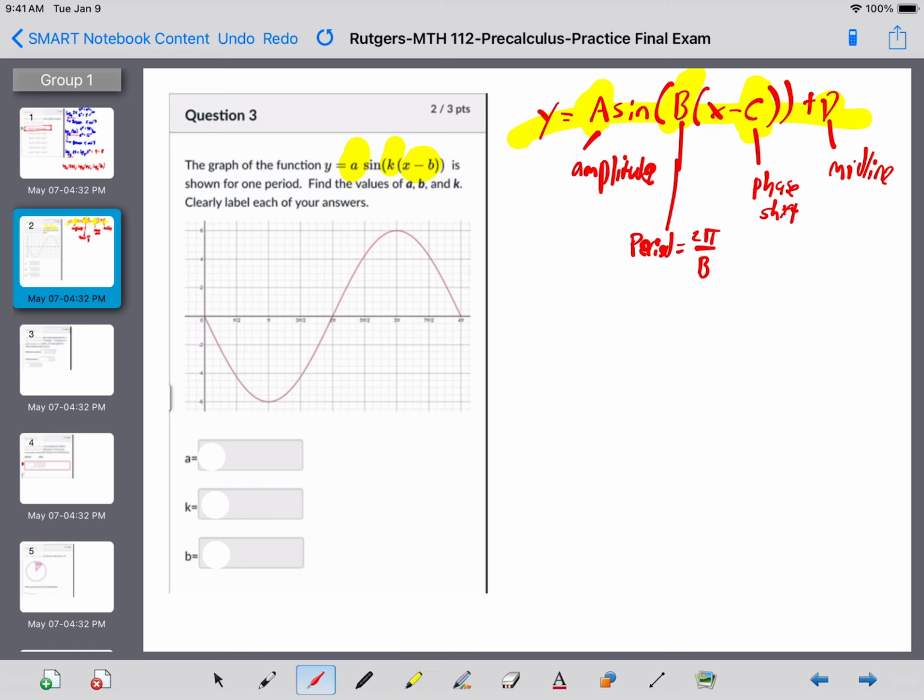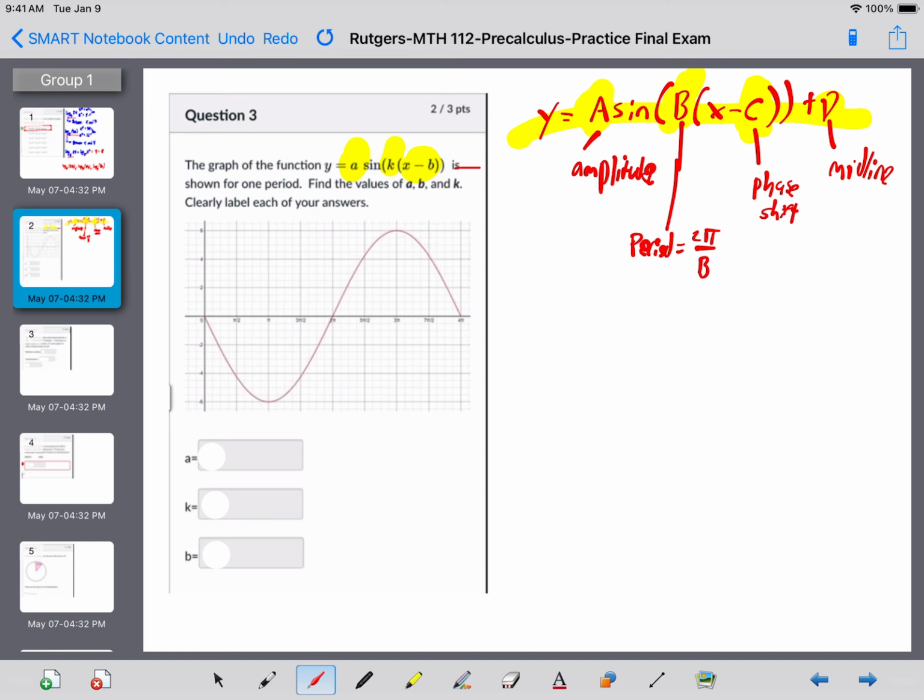So, first thing I think to myself is, where's my midline? My midline's at 0, so that's why there's no plus d on the outside. The next thing I think to myself is, what's one full period? We're trying to look for one full cycle. So it goes down, around, and back to the midline. It would restart right there, the cycle. So at 4 pi.